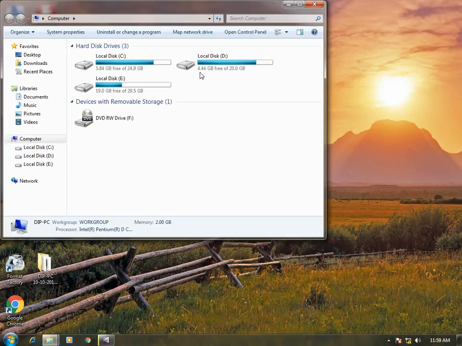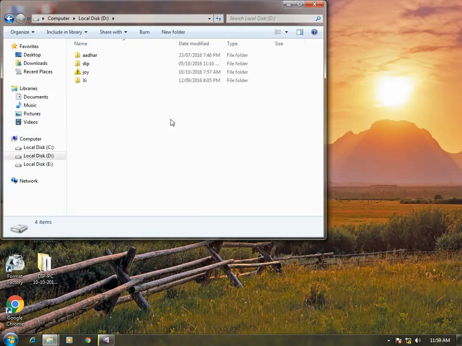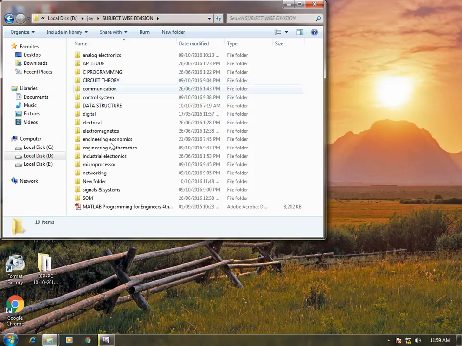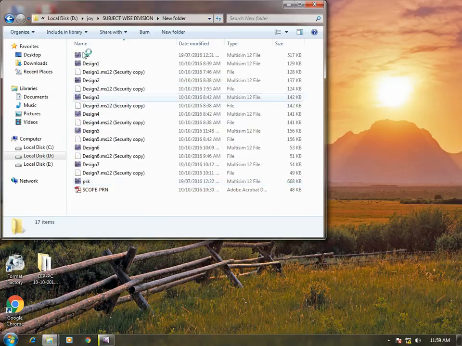Today I'm gonna show you how to use Multisim for measuring the characteristic impedance of a symmetrical network. So we will first open those files.